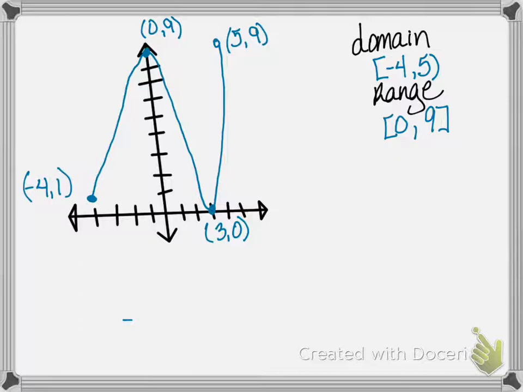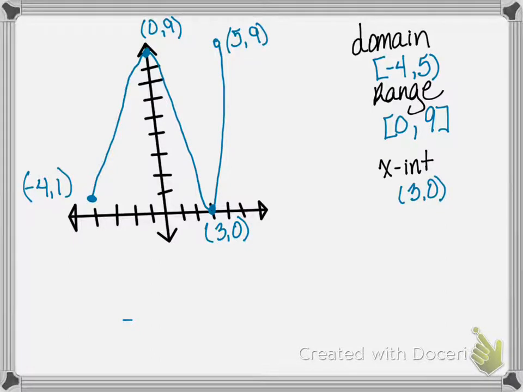This point right here, this 3, 0, is where I am touching the x-axis. That is my x-intercept, and that's the only x-intercept that I have. I only have one of those. So the x-intercept is 3, 0.